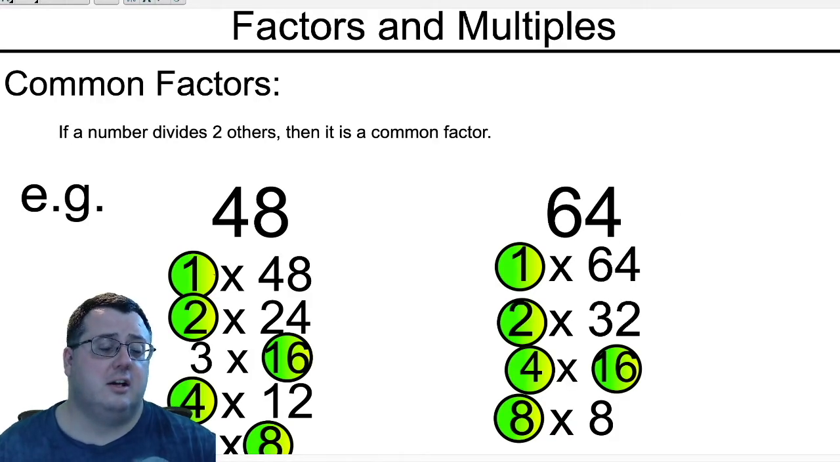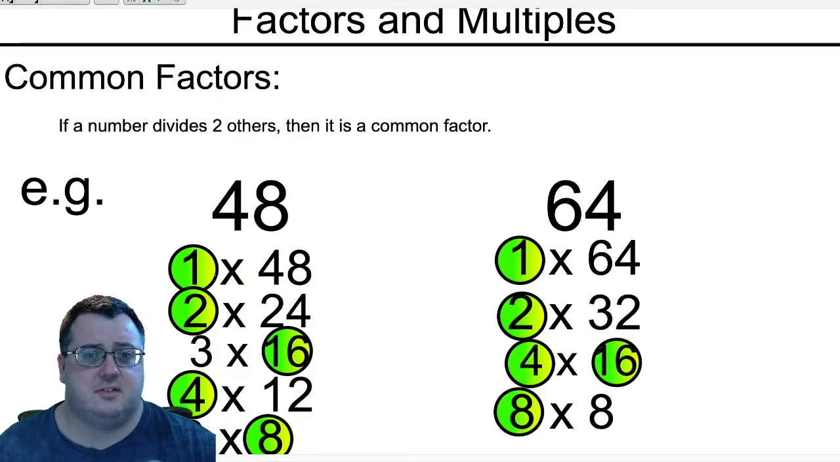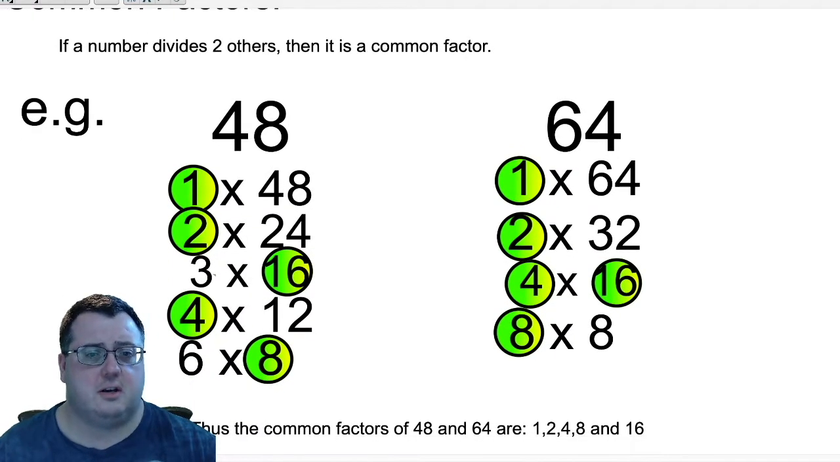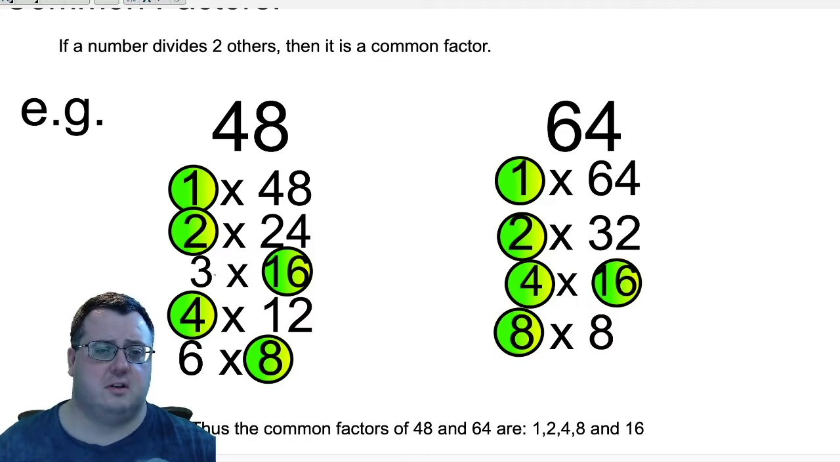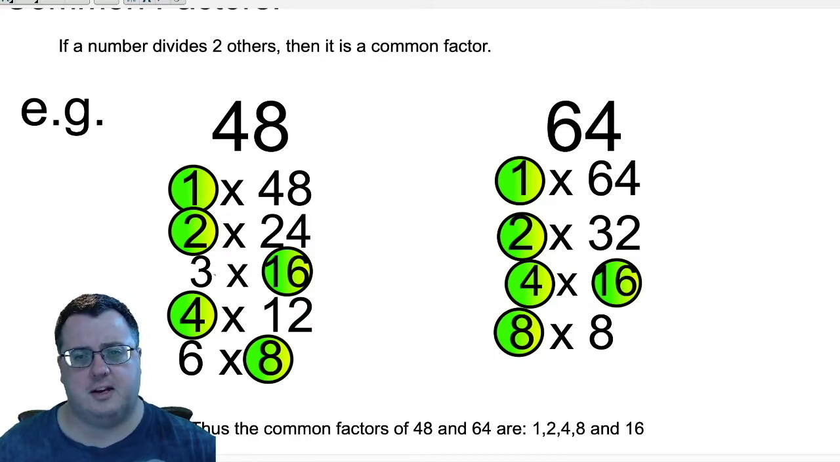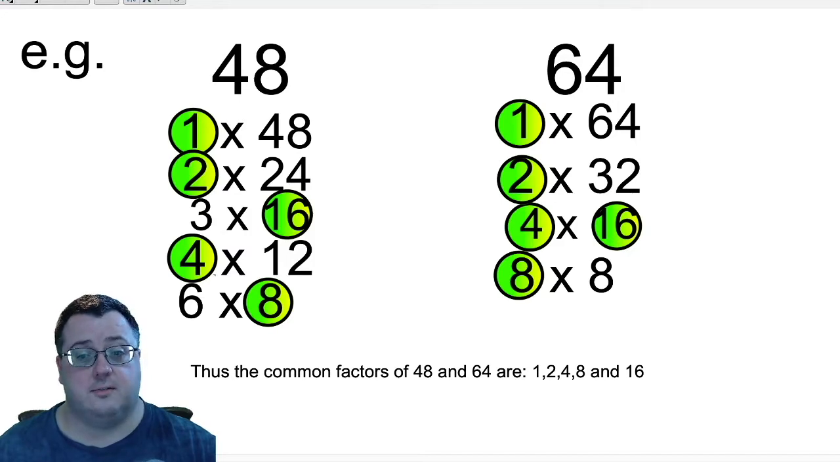If a number divides two others, then it's a common factor. So here's an example. We went through the factors of 48: 1 and 48, 2 and 24, 3 and 16, 4 and 12, 6 and 8. If we look at 64 as well, that's 1 and 64, 2 and 32, 4 and 16, 8 times 8. So I've circled all the numbers that are the same in both 64 and 48. So the common factors of 48 and 64 are 1, 2, 4, 8 and 16. So you have to look at what's the same between the two.